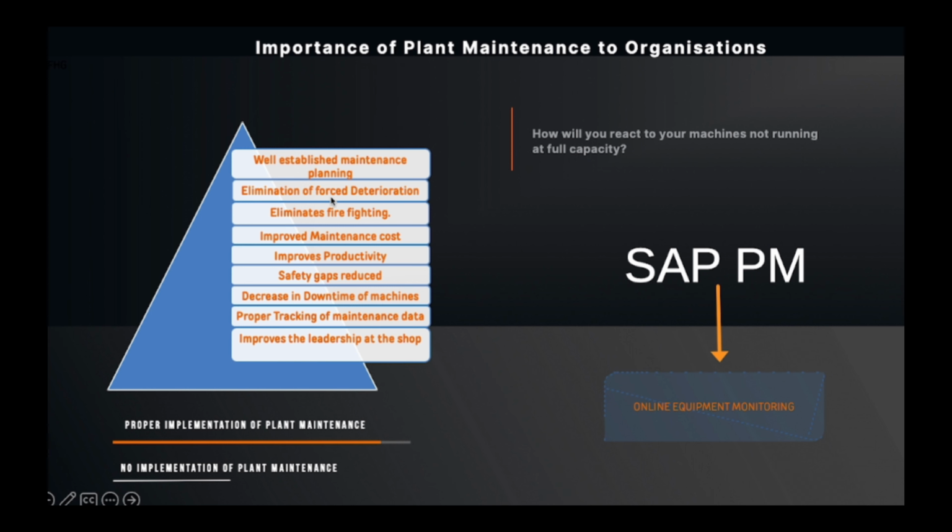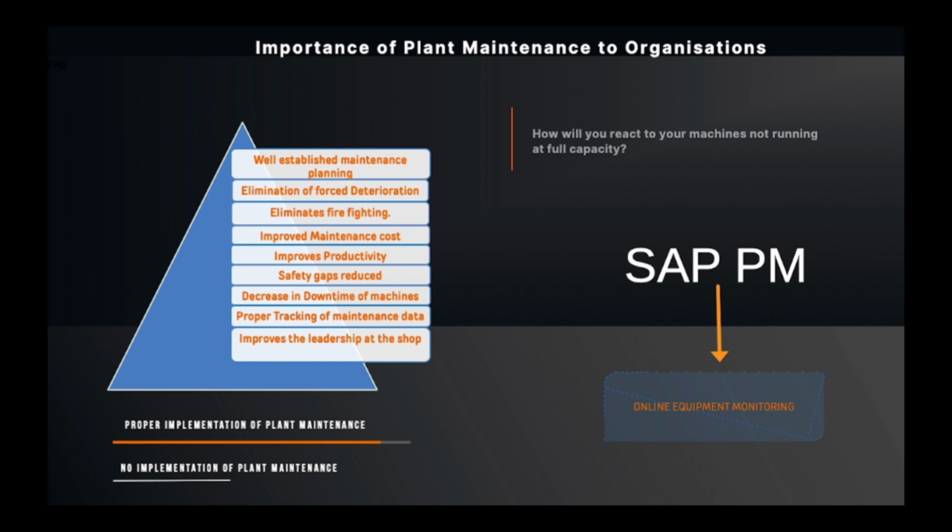It also eliminates firefighting. Nobody likes firefighting in an organization. When we talk about firefighting, it means that we have so much of PM01, which are breakdown orders, more than preventive maintenance PM02 orders and PM03 orders. And of course, we know that when we have so much of firefighting, it reduces our productivity to zero.